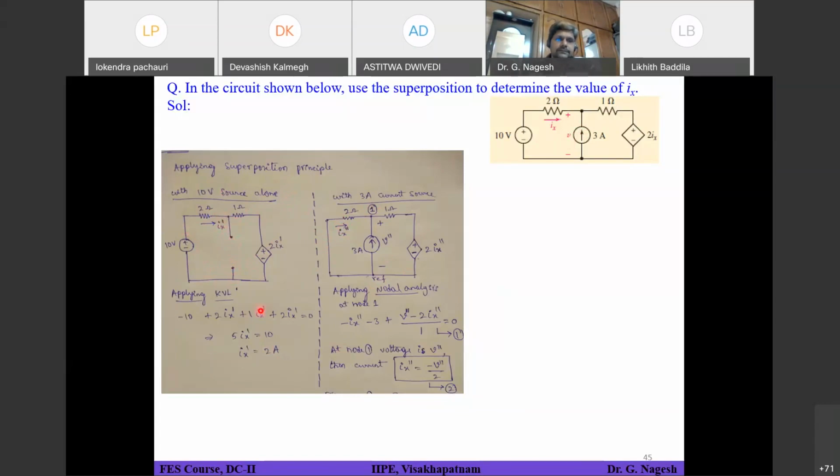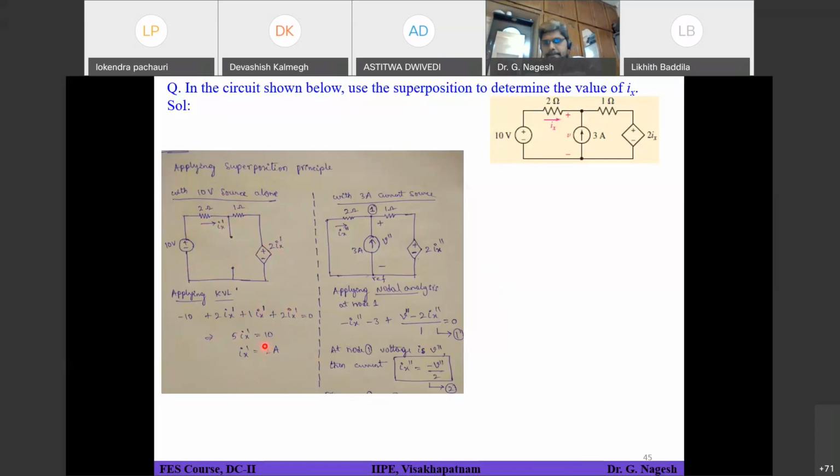You are able to understand, right? So it will be minus 10 plus 2 into Ix dash plus 1 into Ix dash plus 2 into Ix dash is equal to 0. So Ix dash will be equal to 2 amperes.